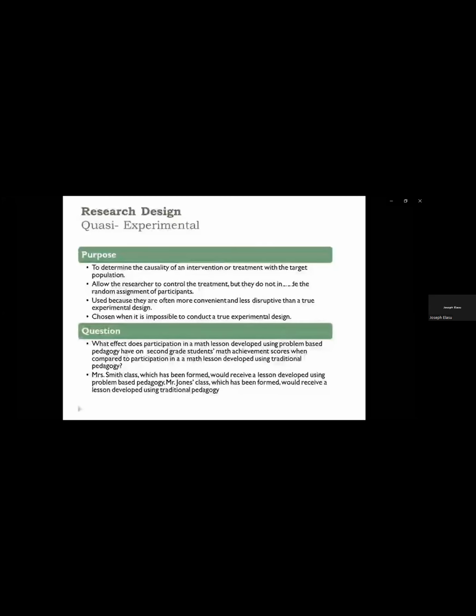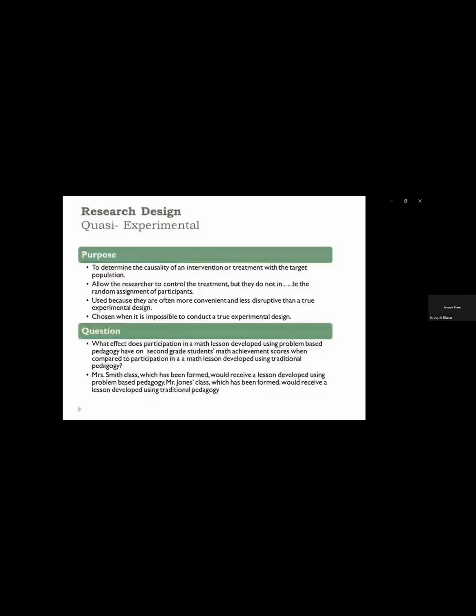Now, it'd be really nice, we're going to talk about random assignment in a moment, it'd be really nice to randomly assign students to either Mrs. Smith's class or Mrs. Jones's class. However, that's probably not possible in an educational situation. You can't just go randomly assigning students to classes. Therefore, you use Mrs. Smith's class that's already been put together and Mrs. Jones's class. One gets the treatment, one doesn't, and you compare their math achievement scores at the end. You used already composed classes, and so that's a quasi-experimental design.